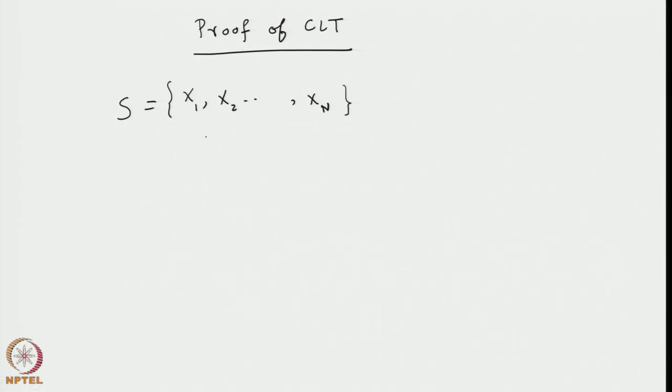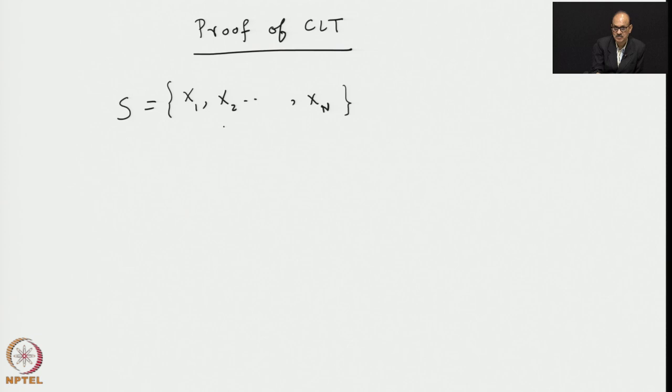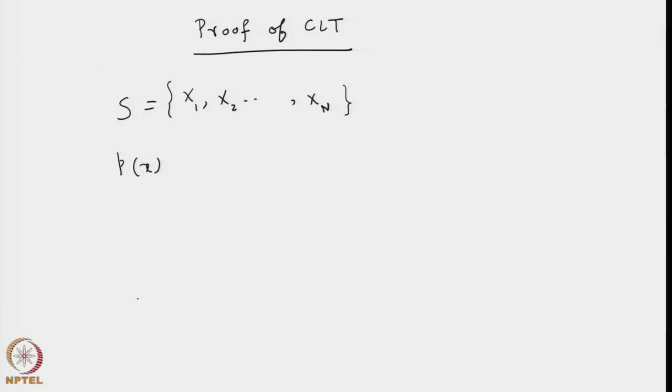And each of these x's is drawn from a population having mean mu and standard deviation sigma. They are independent. Each of these measurements has not influenced the other measurement. And they are identically distributed because they all come, supposedly, from the same underlying population with some distribution function, say Px. At the moment, let us say x is continuous, so some distribution function Px with the mean mu and standard deviation sigma.